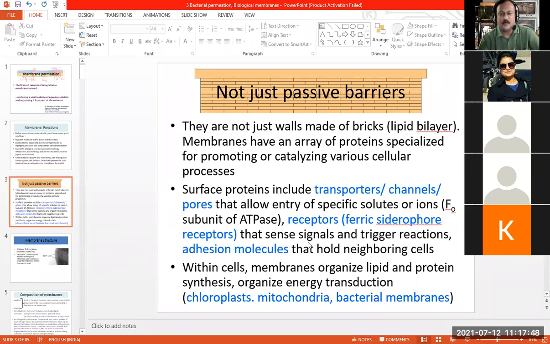Then there are receptors on the surface of the membrane, and these receptors bind to certain kinds of molecules which are also called ligands. The binding of the ligands to the receptors will cause a certain kind of signal to be transmitted across the membrane, and that signal will help the cell to undertake a certain kind of activity. It may be differentiation also.